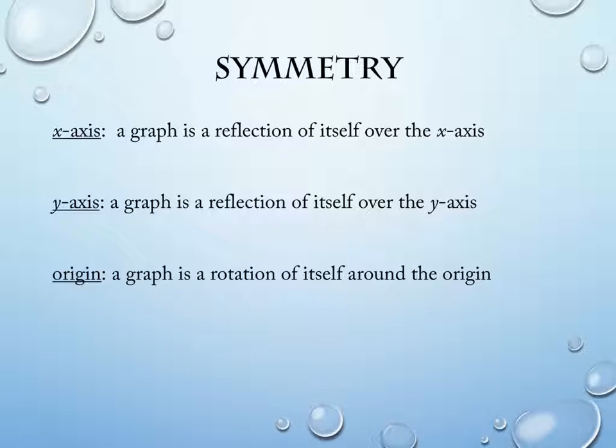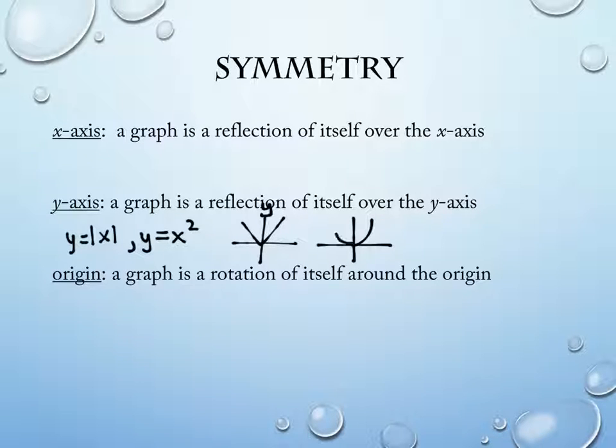Y-axis symmetry, we saw. The graph is a reflection of itself over the y-axis. We saw that with our absolute value x graphs. We saw that with our x squared graph. It was a reflection of itself over the y-axis. So we had things that looked like this. All right, so this graph is actually a reflection over the y-axis. Remember, y-axis is the vertical one. And so is our parabola that looked like that, right? I mean, it also has that same reflection over the y-axis.